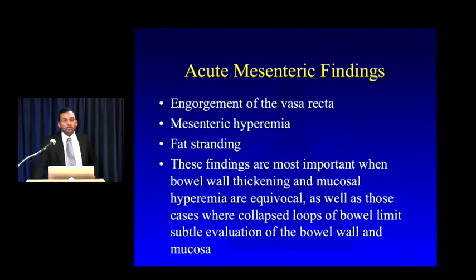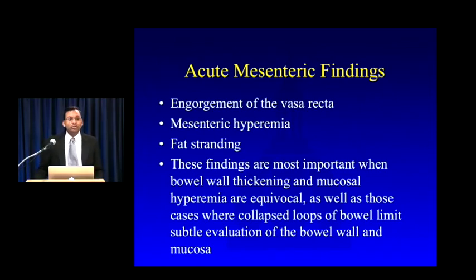Now, the findings you're looking for to suggest acute inflammation are not simply in the bowel alone. You do want to look at the mesentery as well, which can be a strong clue that you're dealing with active inflammation. You want to look for engorgement of the vasa recta, mesenteric hyperemia, fat stranding, edema, ascites, all of which are particularly important in cases where the bowel findings are either subtle or equivocal.